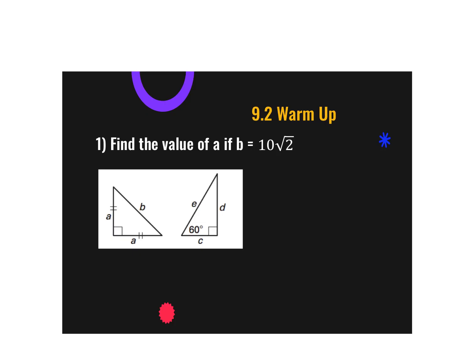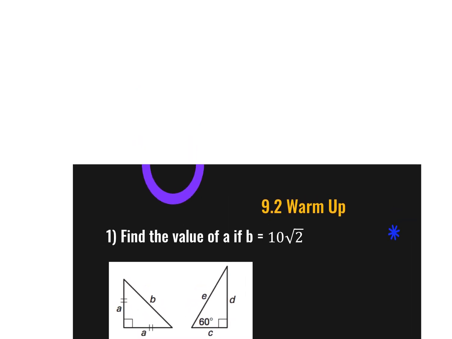Then in 9.2, this is where we learned about the special right triangles. So remember, in the 45-45-90, these two sides would be the same, and so are the two angles. So this would be a, and this is a square root 2. Two of the same angles, so that's the one that gets the root 2.